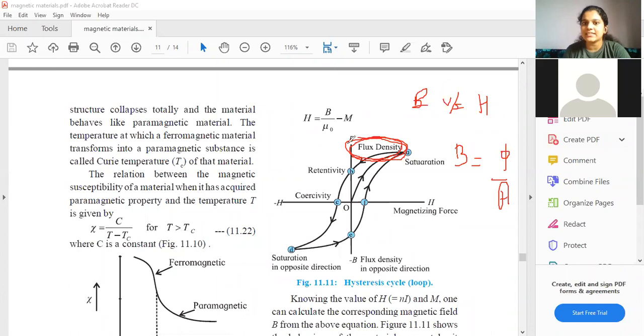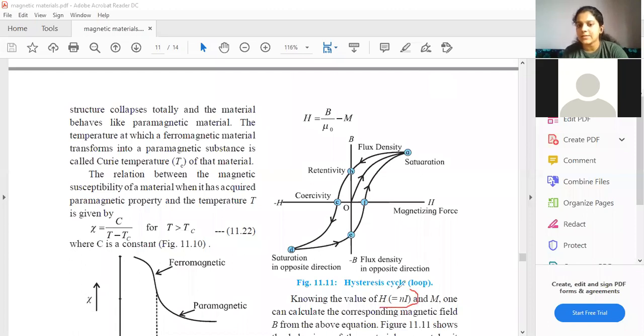As I said, this graph is B versus H. So B here is flux density, that is phi by A, and H is nothing but magnetic intensity. Students, I hope you remember the formula for magnetic intensity. It was discussed when we did magnetization and magnetic intensity. So capital H is nothing but n into I. Okay, fine. So we are plotting B versus H.